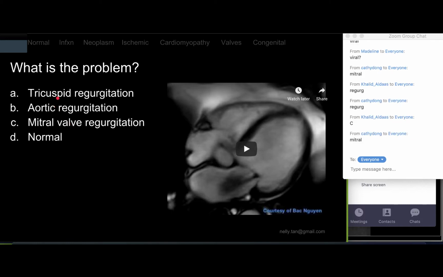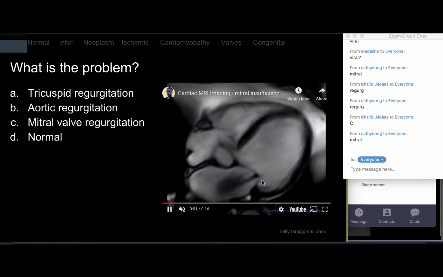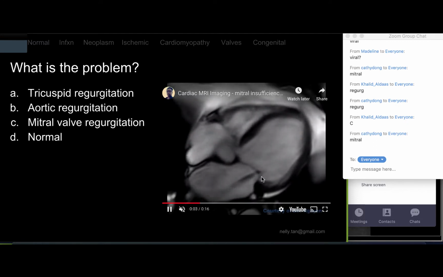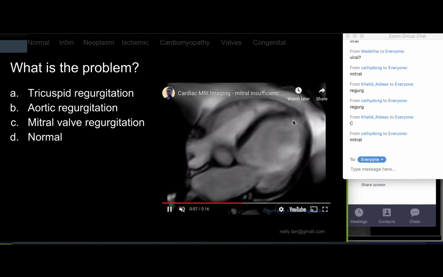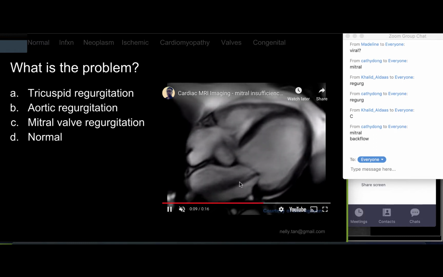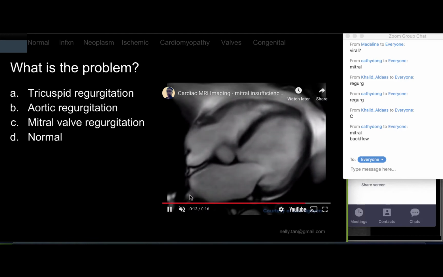tricuspid. Okay, so then Kathy thinks it's mitral. Okay, and why do you say it's regurgitation? What are you seeing here that you shouldn't be seeing? So this is diastole, it fills, and then there's systole. Backflow, yeah, there's this jet, right? And that jet is pointing in the right pulmonary vein right here.